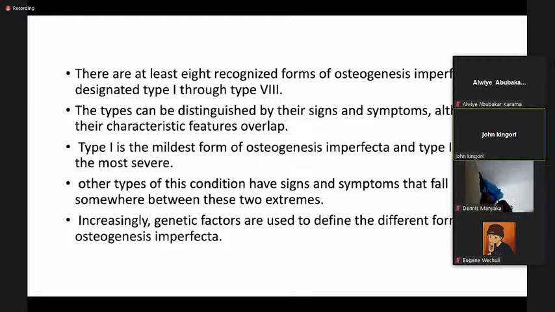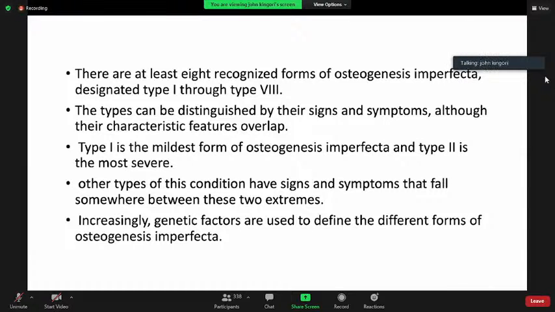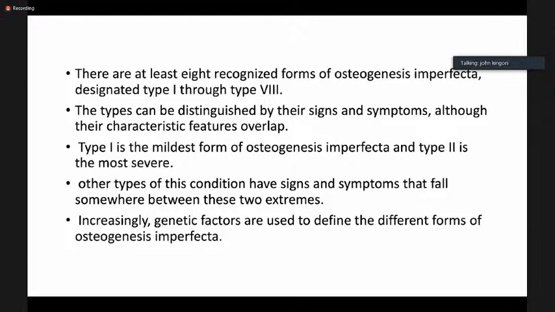There are at least 8 recognized forms of osteogenesis imperfecta, and they are designated as type 1 through to type 8. They are usually distinguished by their signs and symptoms, but their characteristics or symptoms may actually overlap. Type 1 is the most mild form of osteogenesis imperfecta.